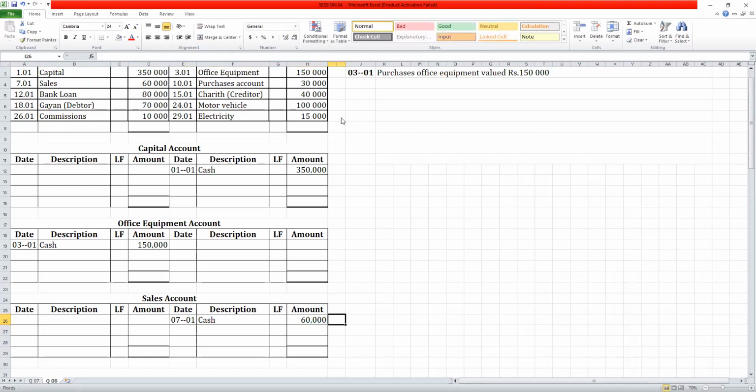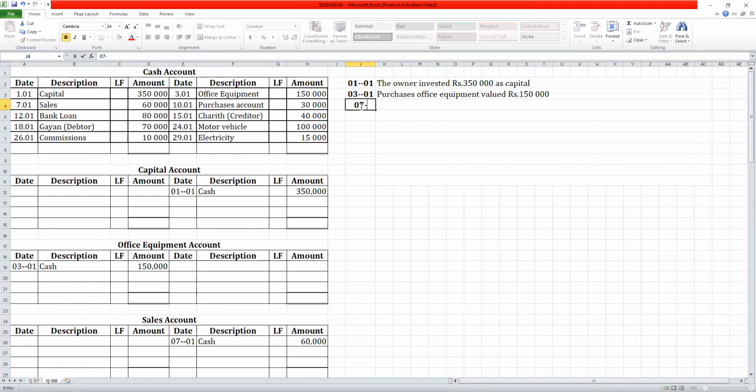What is the transaction? Exactly. The transaction is on 7th of January. Simply, cash sales rupees 60,000. That's all there is.